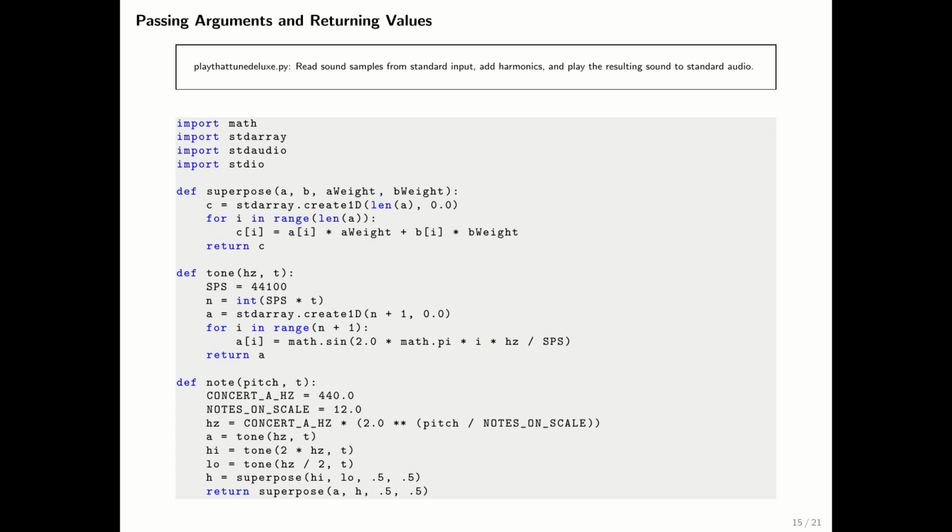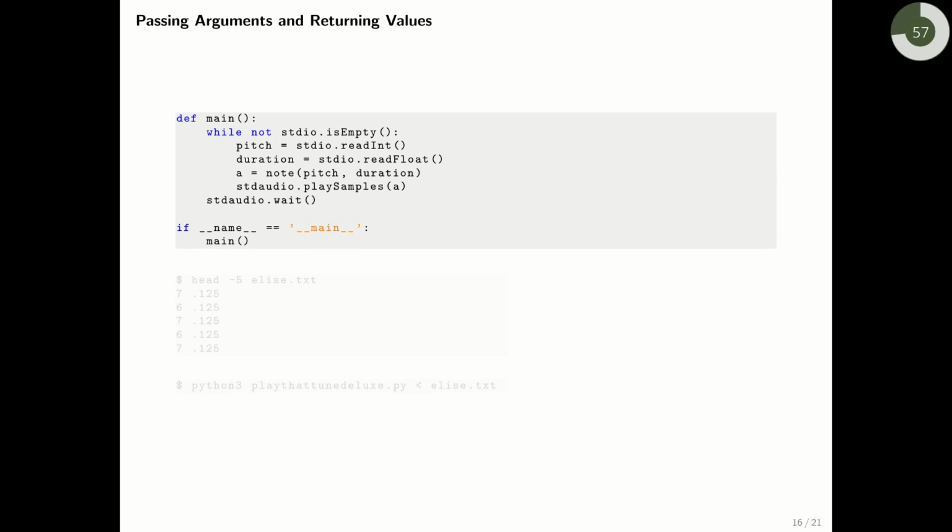So note is called by the main function. So what's going on in the main function, the entry point? Well, this is where we read input from standard input. So as long as standard input is not empty, we read a pitch and we also read the duration. Okay? Once we have the pitch and duration, we construct a list of sound samples by making a call to the function note that we just talked about. Okay? So note is called with pitch and duration as arguments.